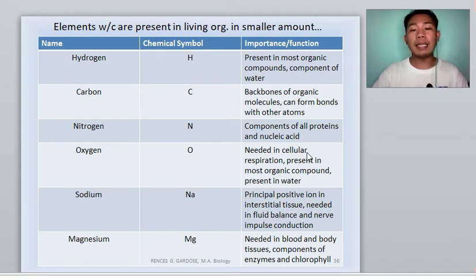Oxygen is needed in cellular respiration, present in most organic compounds, and present also in water. Also, we have sodium, which is a principal positive ion in interstitial tissue, which is needed in fluid balance and nerve impulse conduction. Remember the sodium-potassium pump. Another, we have magnesium, which is needed in blood and body tissues and is a component of most enzymes and chlorophylls.